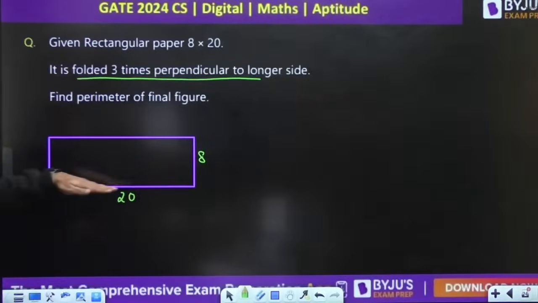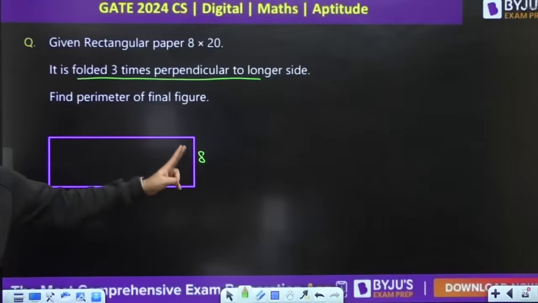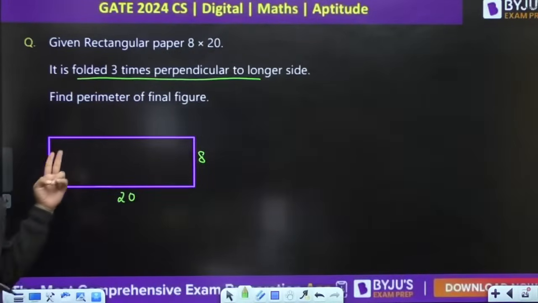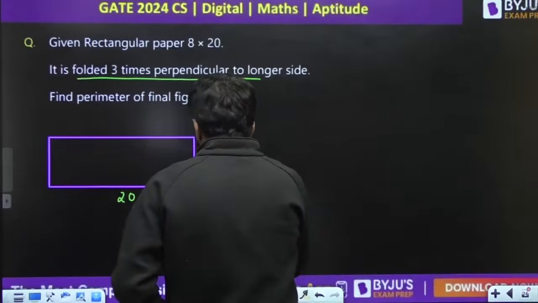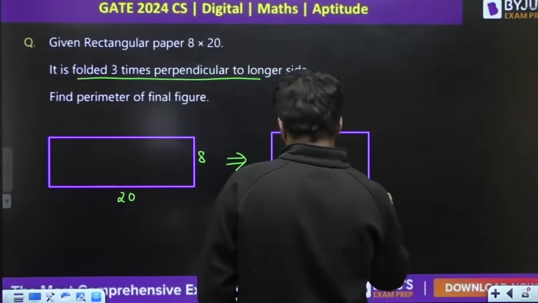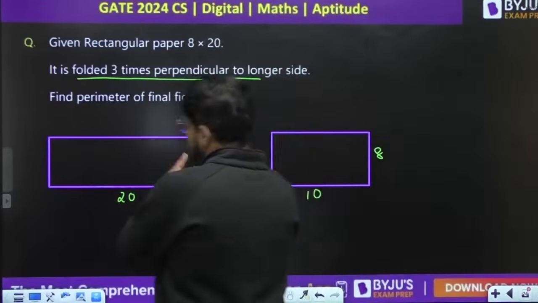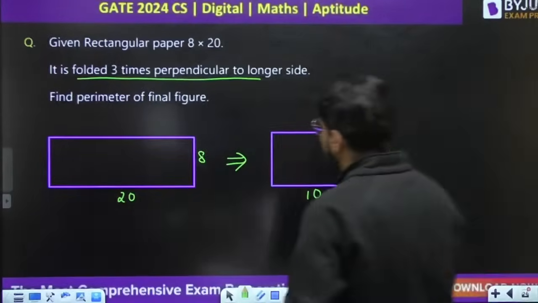Now look, this is the longer side. Listen to me. If this is the longer, I will fold perpendicular to it, meaning I will fold along this. It should go this way. So after the first transformation, what are you going to get? This remains 8 and this becomes 10. When I fold it, this 20 will become half, that is equal to 10. This is only the first fold.